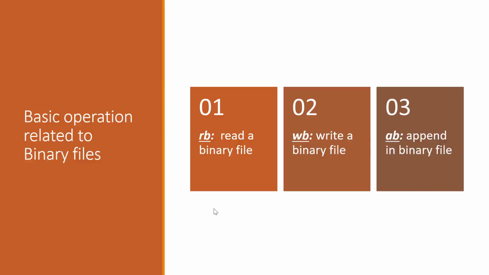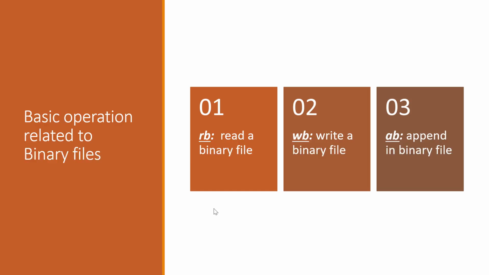So now let's move to our next topic and let's discuss some of the basic operations related to binary files. As discussed in the previous tutorial, to perform any operation on any type of file in Python, first we need to open the file. So in case of binary files, we need to open the file in the binary mode, and after that we can perform the operation on the binary file. Once we have completed our operation, we need to close the file.